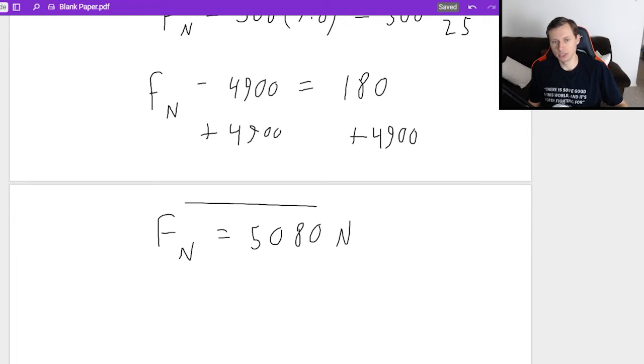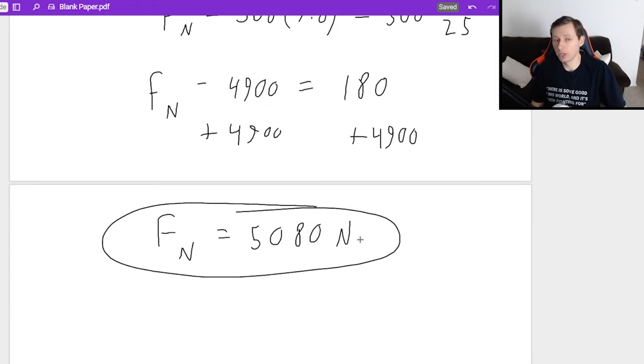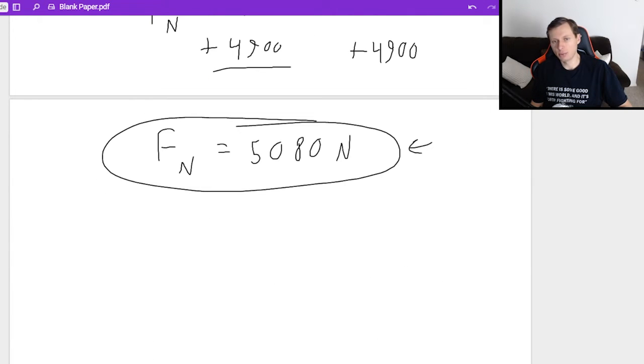5,080 newtons. Which, by the way, in case you're wondering what that means, the normal force should have been 4,900 if there was no centripetal acceleration at all. But since we added the 180, you feel a little bit heavier when you're at the bottom. Not much, like 180 is small compared to 4,900, but you will feel a tiny, tiny bit heavier at the bottom. And that was for point A.